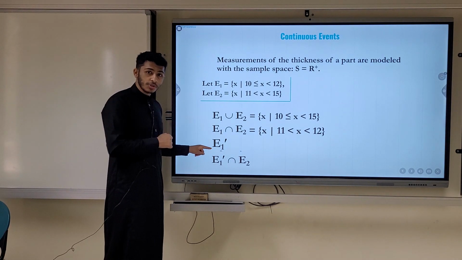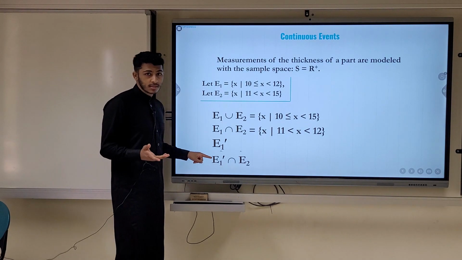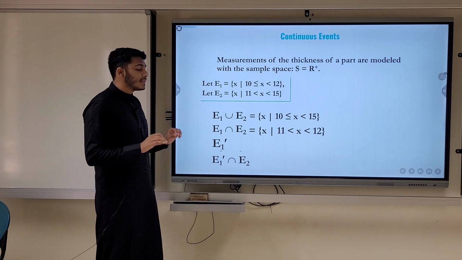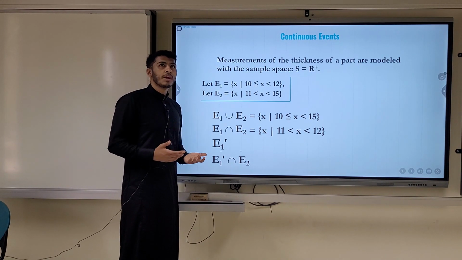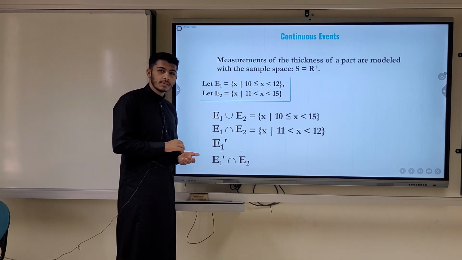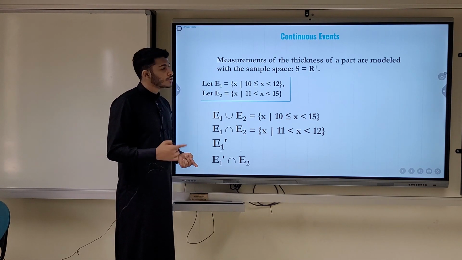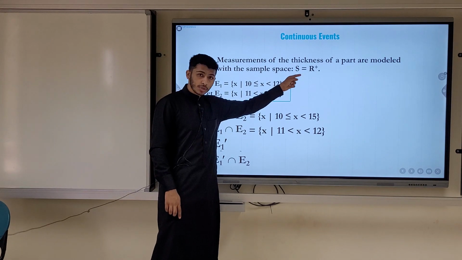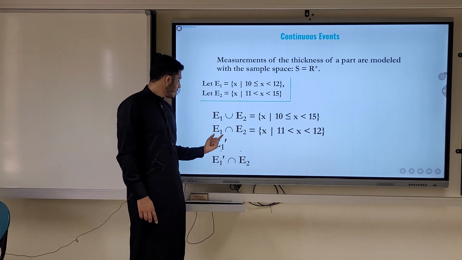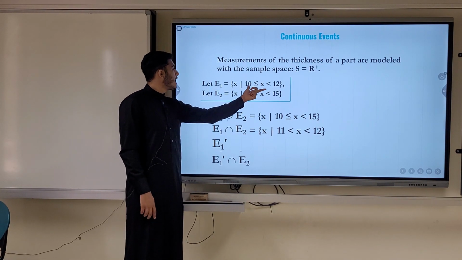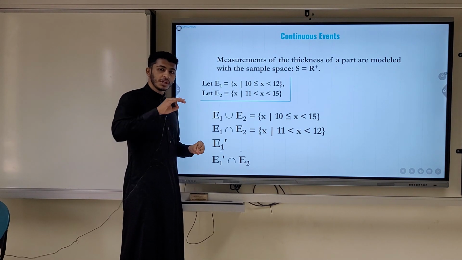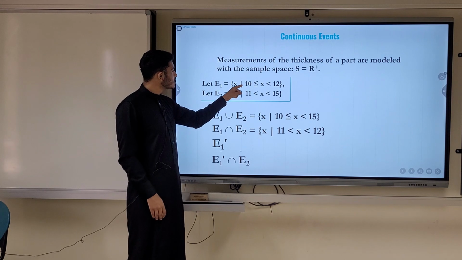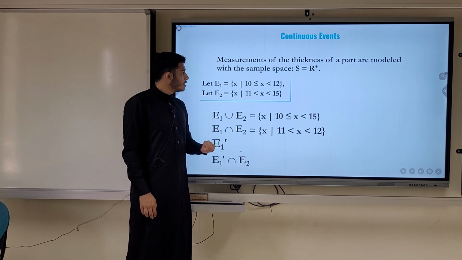We can take complements on continuous events. So what is the complement? The complement, as we have mentioned before, are all the outcomes that are not in the event, but are in the sample space. So our sample space, as we said, is from 0 to infinity, and our event 1 that we're going to find the complement for is from 10 to 12. So we have all the numbers from 0 to infinity except the numbers from 10 to 12.